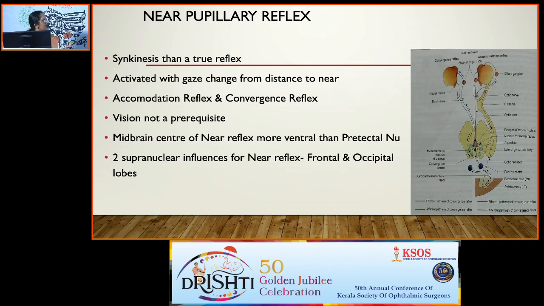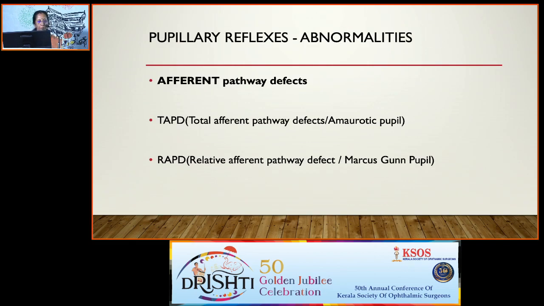Near reflex is actually a synkinesis rather than a true reflex. It is activated with gaze change from distance to near. It includes both accommodation and the convergence reflex. The presence of visual acuity is not a prerequisite for the near pupillary reflex, and the midbrain center for the near reflex is more ventral than the pretectal nucleus, and that is the reason we get a light-near dissociation.